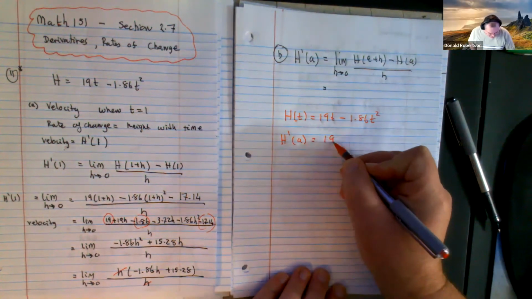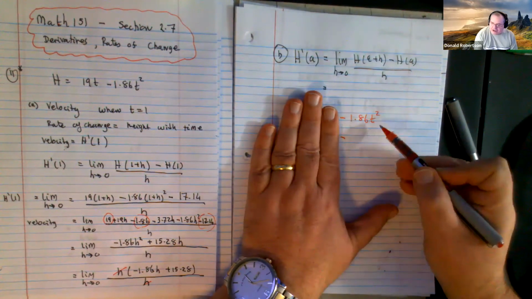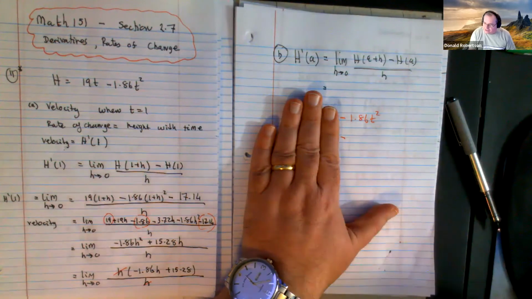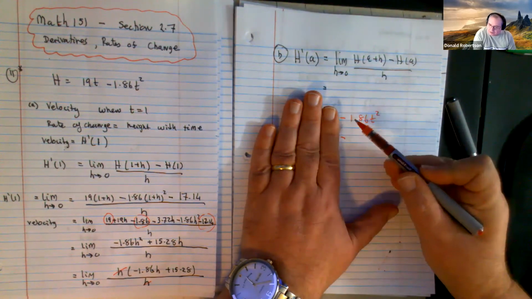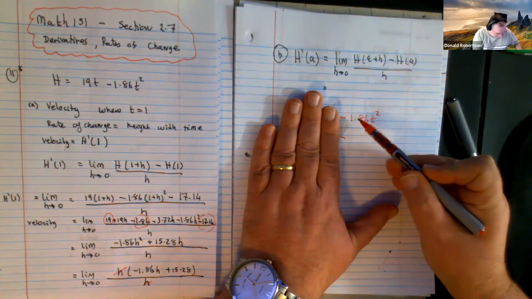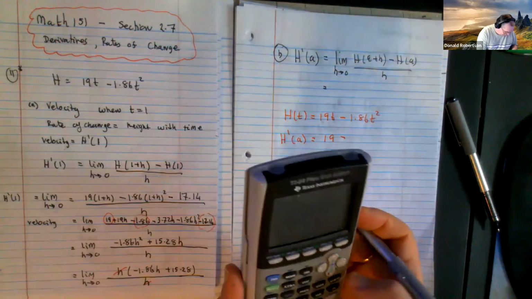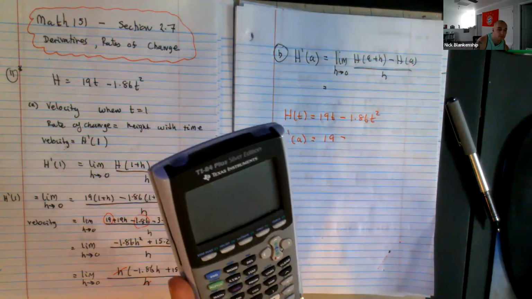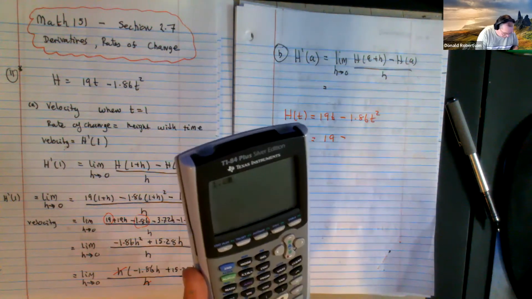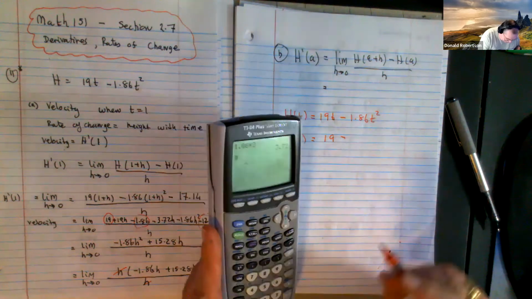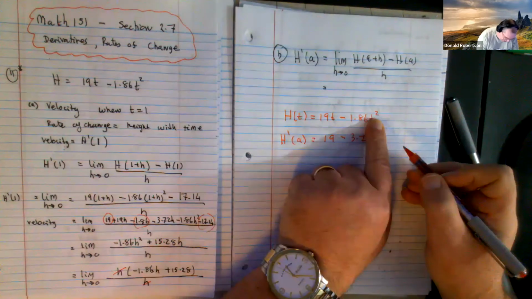Take away 1.86x squared or 1.86t squared. It doesn't matter what the variable name is, it's the same rule. Well, you multiply by the power and then you reduce it by 1. If you multiply this guy by 2, you get 3.72. And don't you reduce the power by 1 to get a t, and the t gets you a.